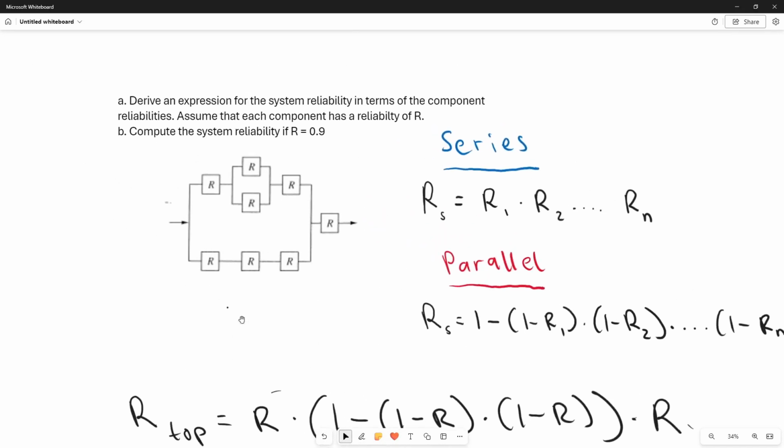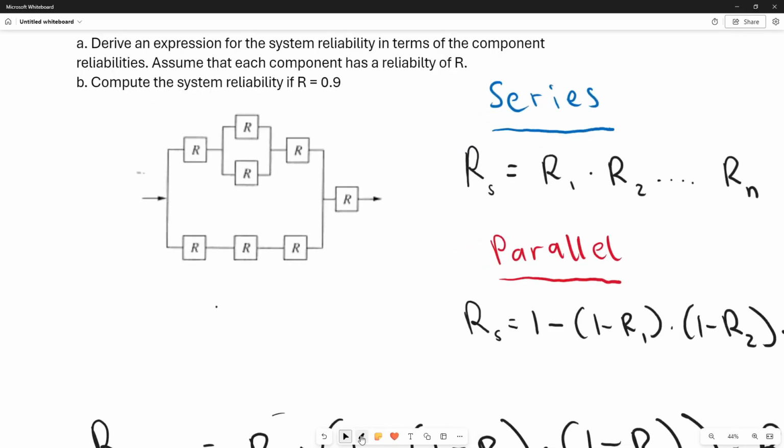Looking at this, let's use blue for series. This first one right here is in series, so I'm using blue for series. These two are in parallel. Let's skip that for now. Series again right here. These three at the bottom are in series. And I'm going to use red for parallel. So these two are in parallel, and this whole thing right here, this top one, is in parallel with this at the bottom.